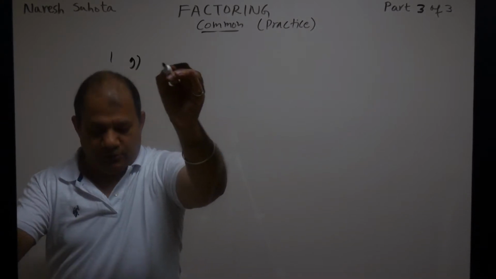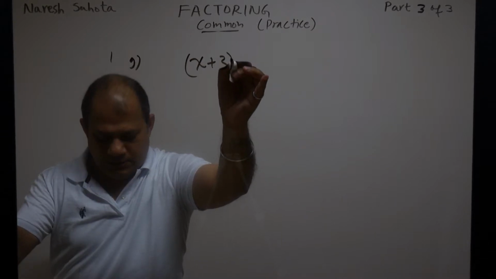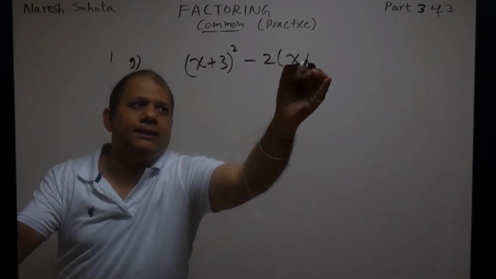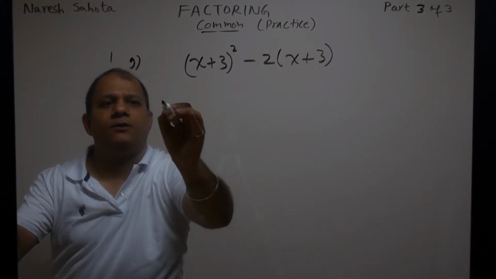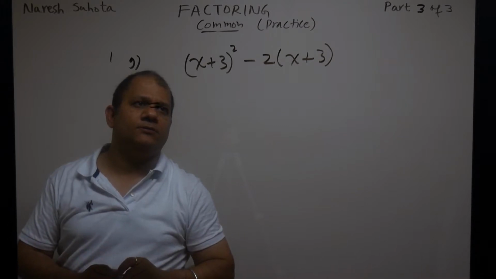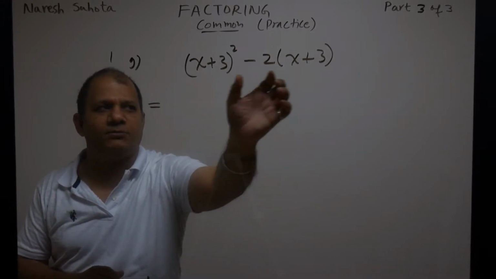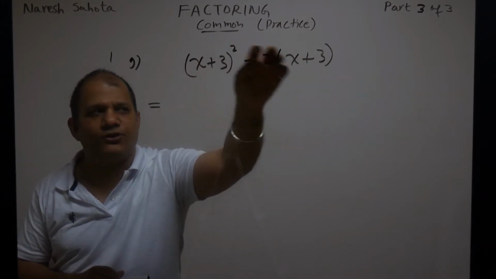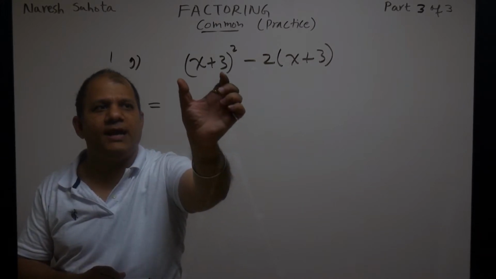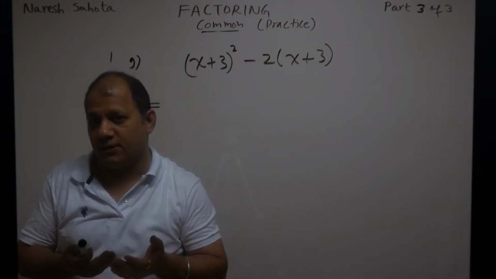So let's look at question G. x plus 3, the whole thing squared, minus 2 times x plus 3. Okay, so this looks a little weird, right? Common factoring, huh? What? Okay, so we know that we have x plus 3. First of all, this is the first term, this is the second term, and the operation is subtraction. So we have the x plus 3 bracket, which is appearing in both terms, so that's common.